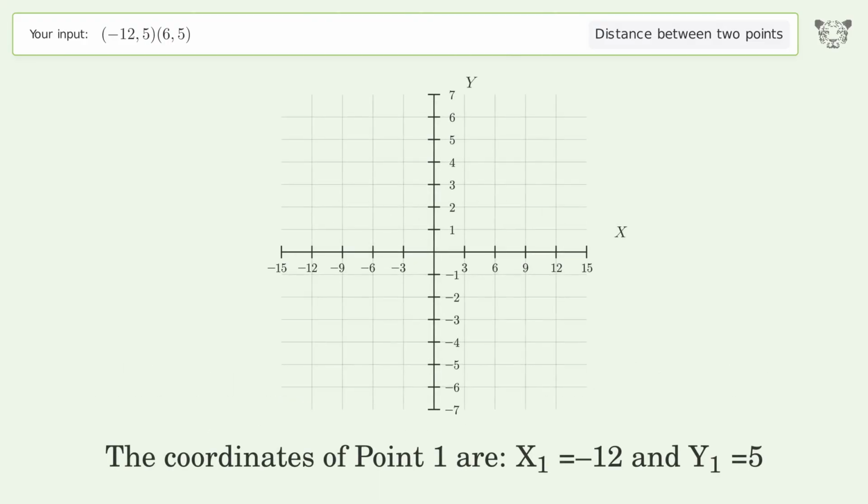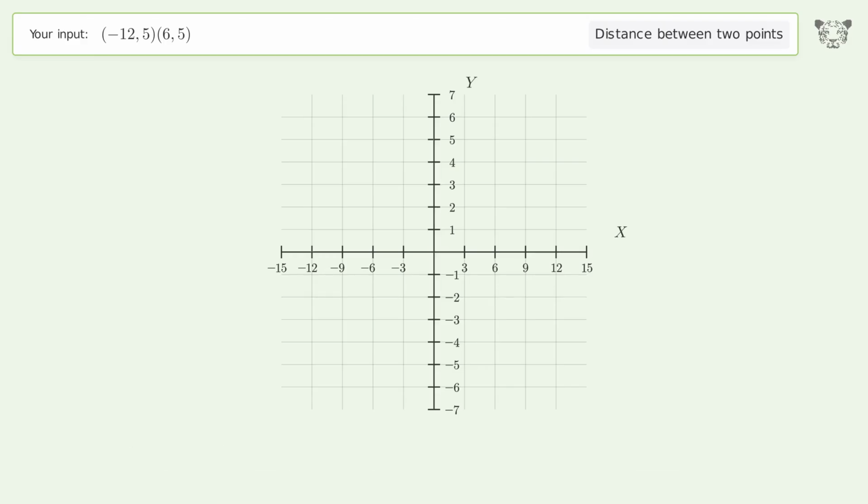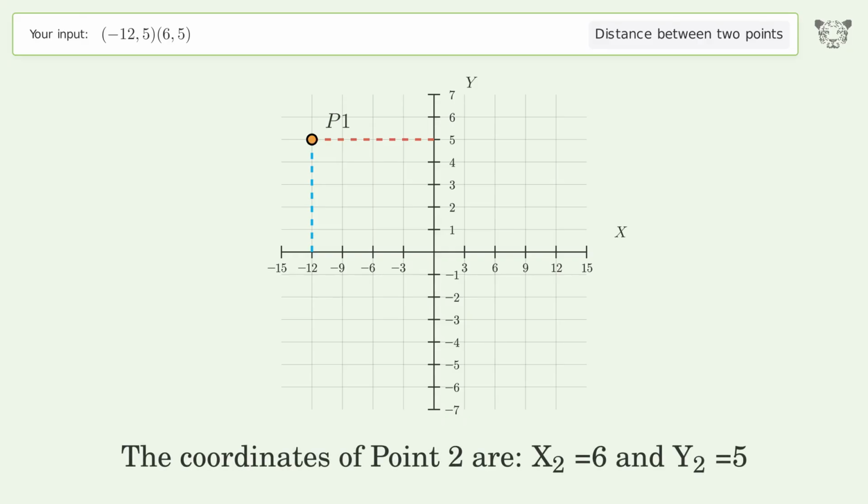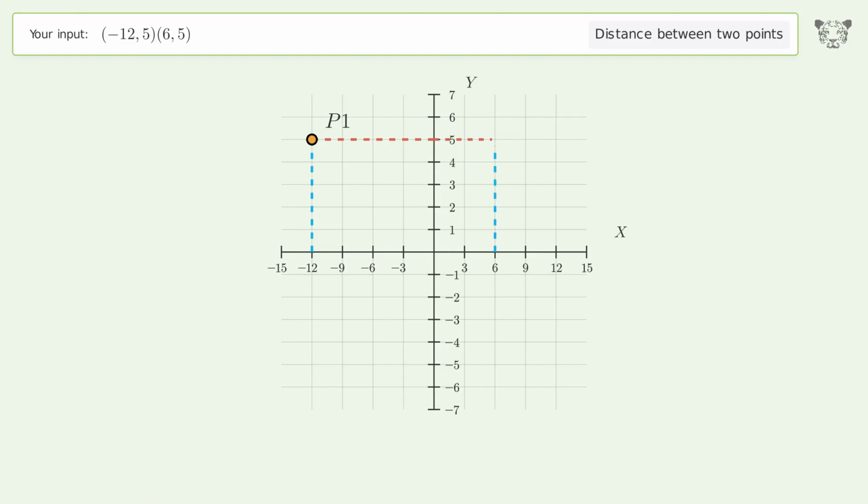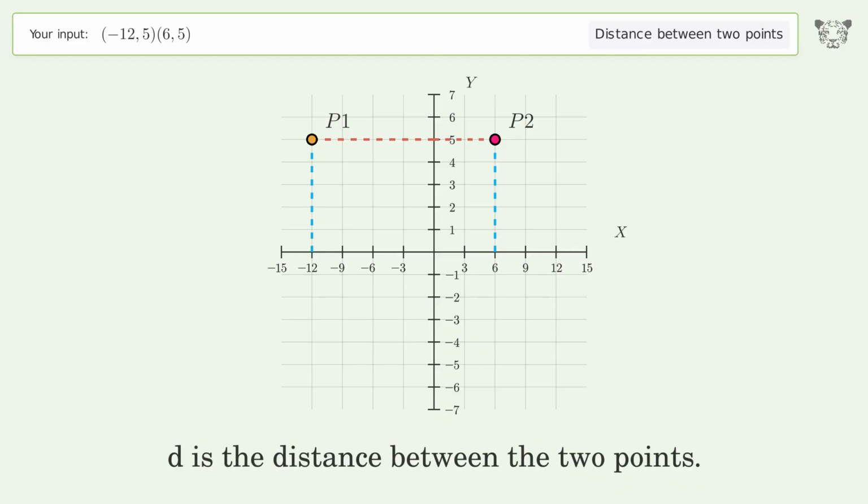The coordinates of point 1 are x1 equals -12 and y1 equals 5. The coordinates of point 2 are x2 equals 6 and y2 equals 5. D is the distance between the 2 points.